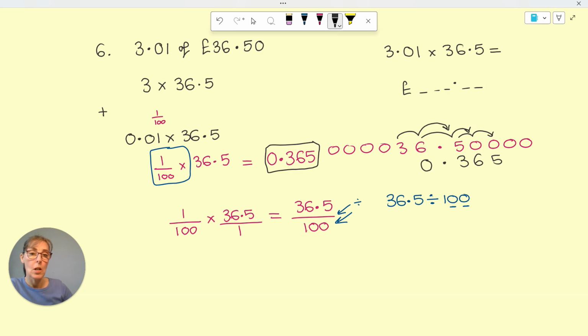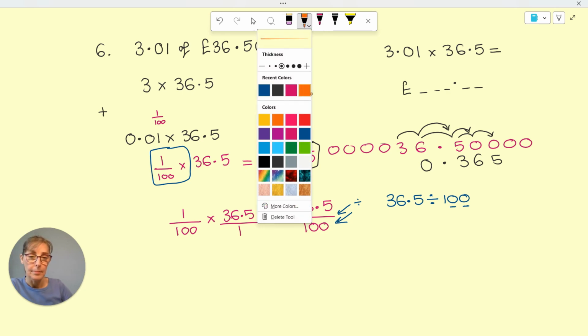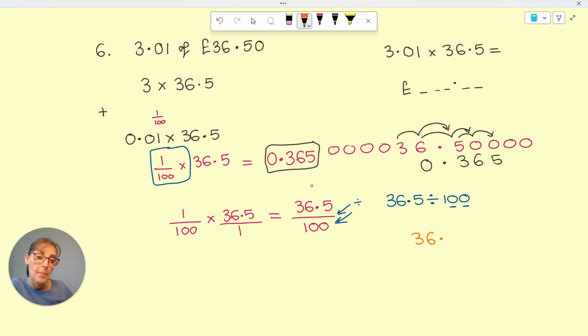And now we've just got to do, let's choose an entirely different colour. So we're doing 3 times 36.5 now. So 36.5 multiplied by 3. Put the decimal point in. 3 times 5 is 15. 3 times 6 is 18, add 1 is 19. 3 times 3 is 9, plus 1 is 10. So that's 109.5, that bit.